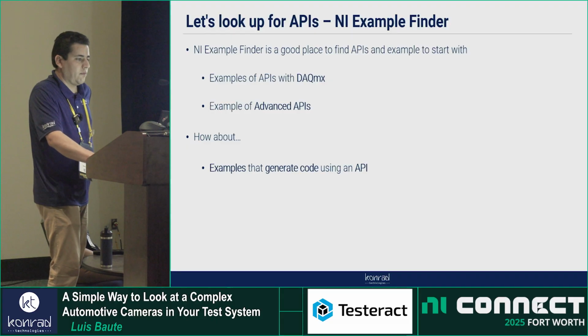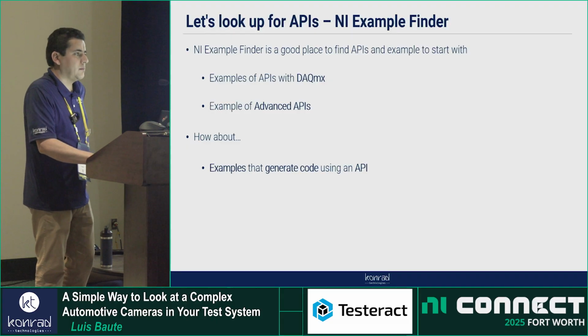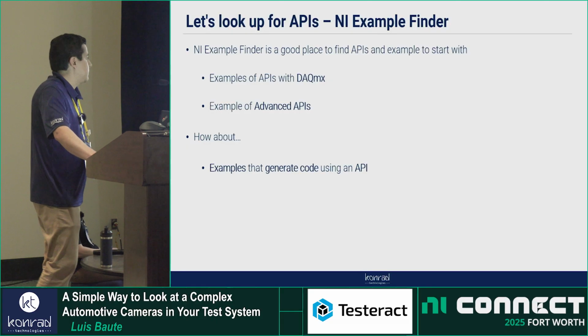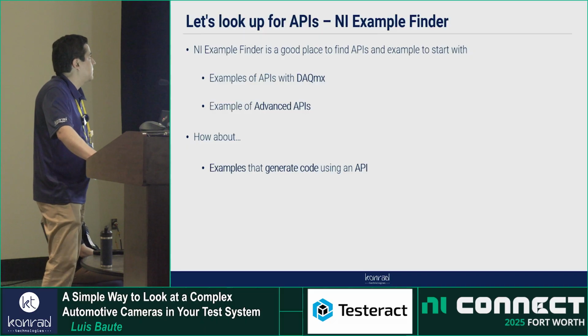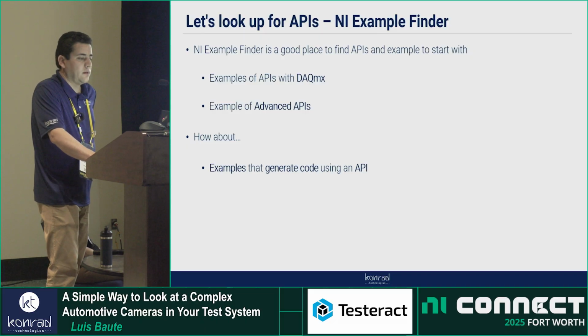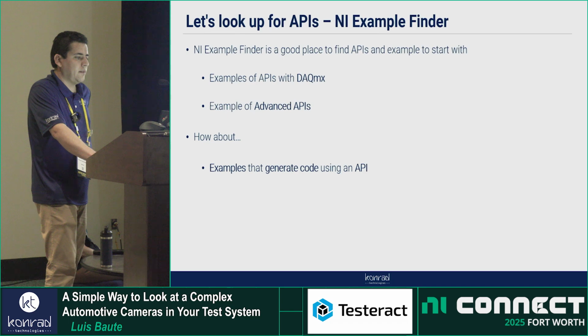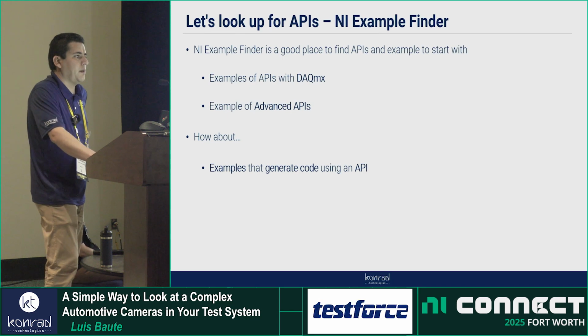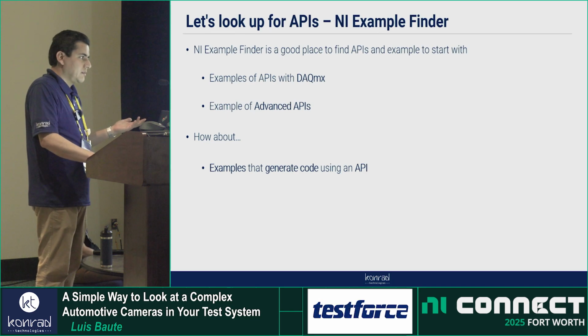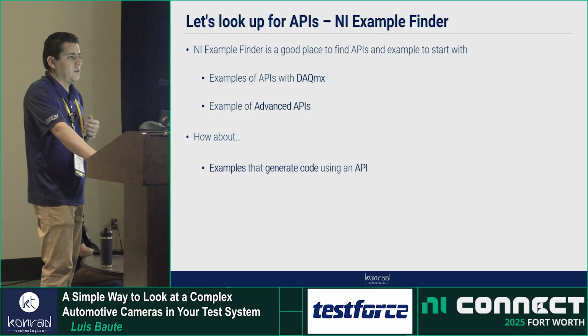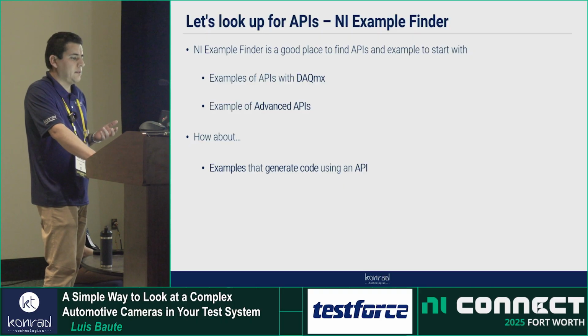So let's look for more APIs. While trying to solve the problem for a project that we had with these FlexRIO cards, we started looking with the NI Example Finder. It's a very good place to find APIs. You can find DAQmx examples, but you can also find more advanced APIs.